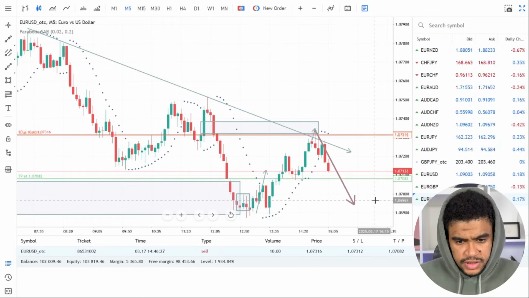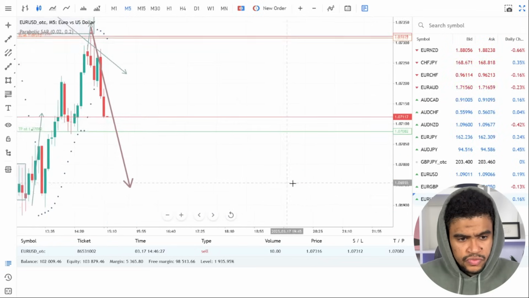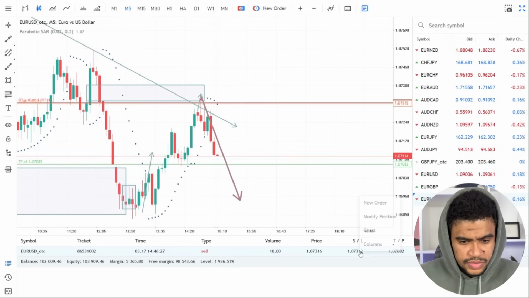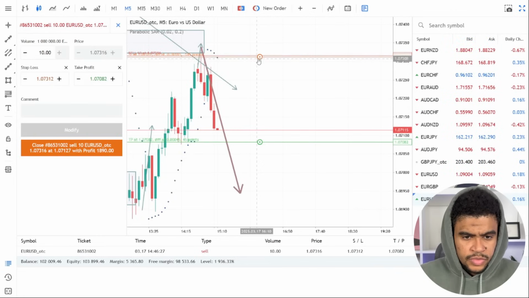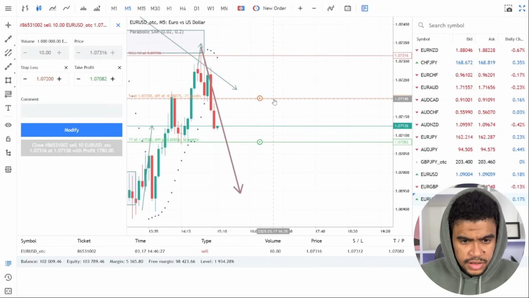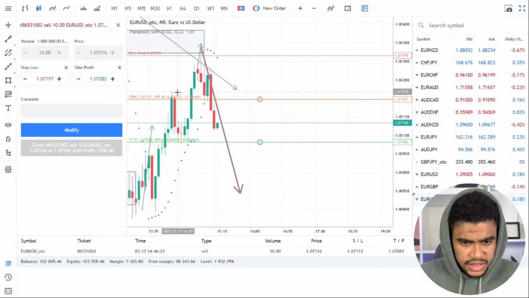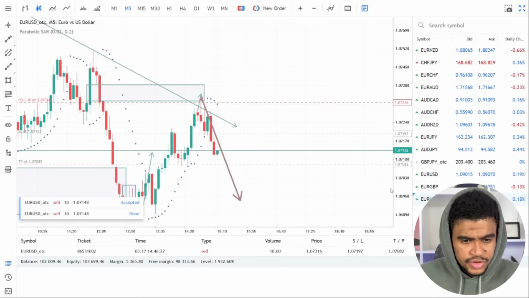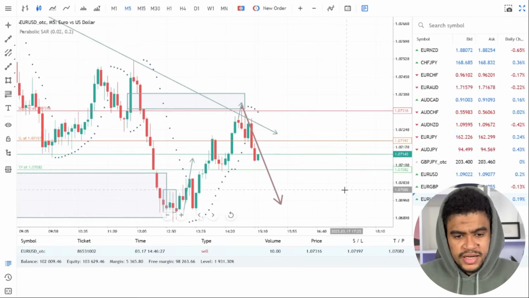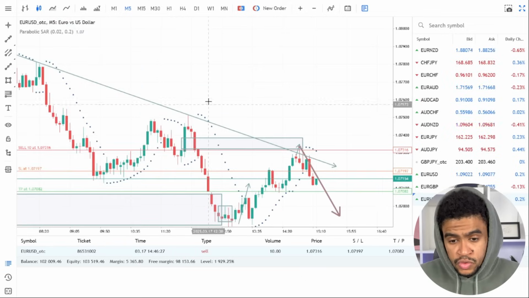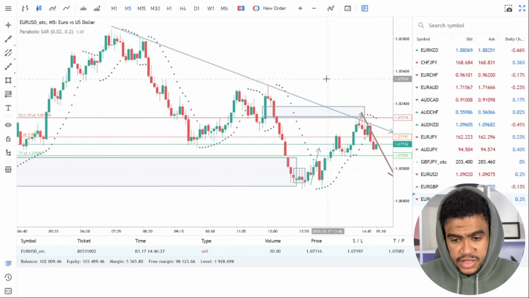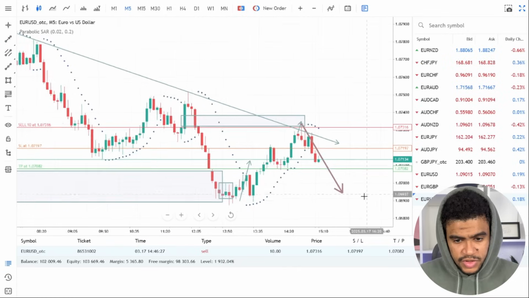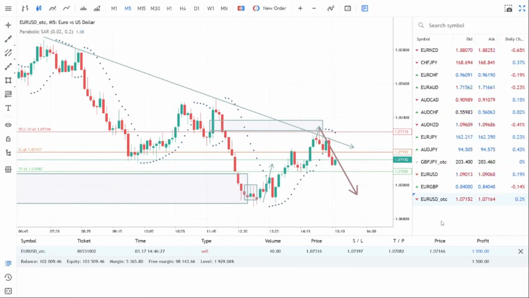All right, friends, the price is starting to rapidly approach our take profit. So I think we should modify our stop loss and place it to the middle of our entire move. So this way we can secure our trade even more and also increase our profit drastically. So let's wait for this deal to close.